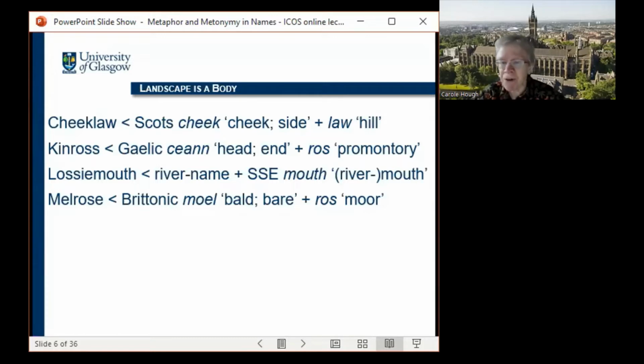Another motivation is function, as in lossy mouth, where the function is that of an orifice. Another motivation is texture, as in Melrose, a bare moor, where a Brittonic word for bold is used to refer to lack of vegetation, mapping boldness, lack of hair, onto a landscape lacking vegetation.